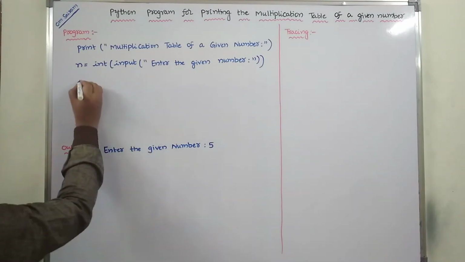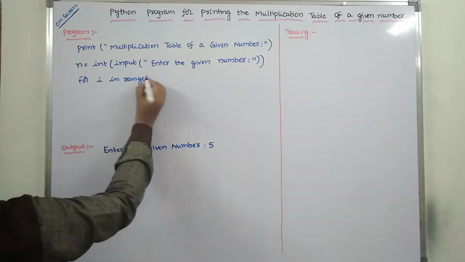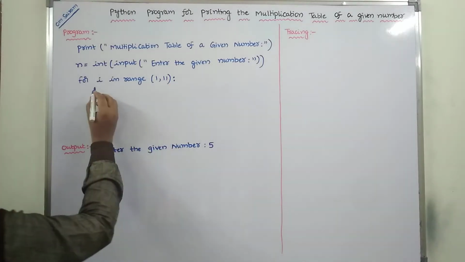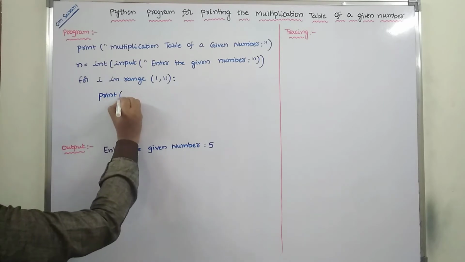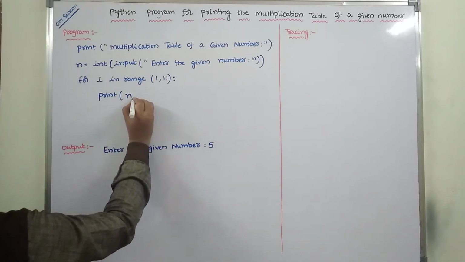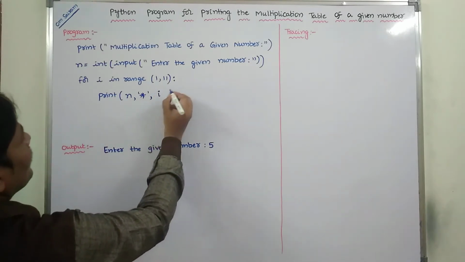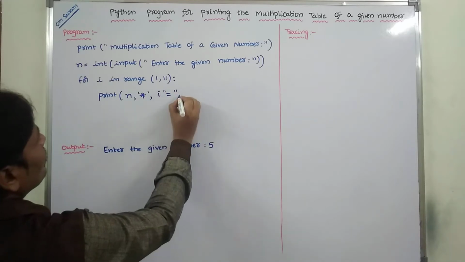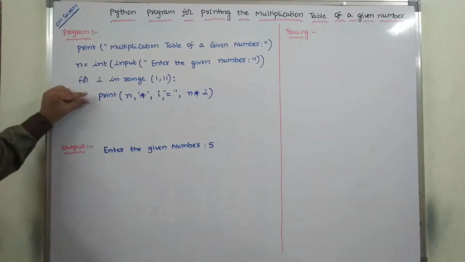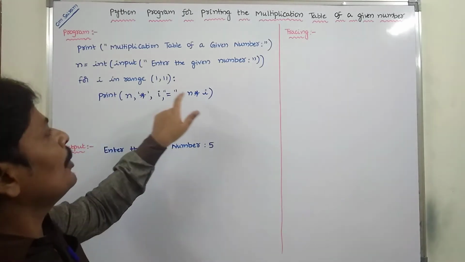Next, for I in range(1, 11): put colon. Next, print n into I is equal to n into I. So this is the statement within the body of the for loop.